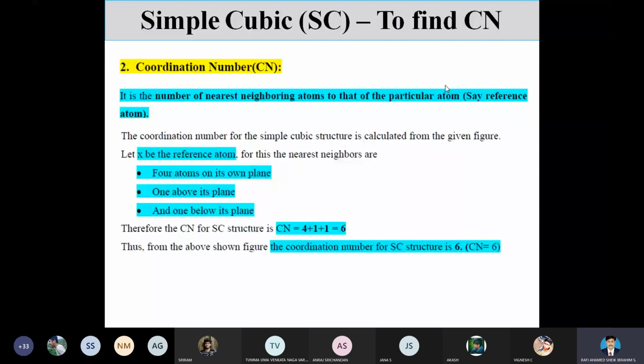That is what we have just defined as the definition: the number of nearest neighboring atoms to a particular atom. That particular atom is nothing but the X atom here. So for that X atom, 4 on its own plane, 1 just below the plane, and 1 just above the plane. So the Cn is equal to 6. So the second parameter is 6. We have measured 2 parameters so far: N is equal to 1, Cn is equal to 6. So you have to memorize these data also.